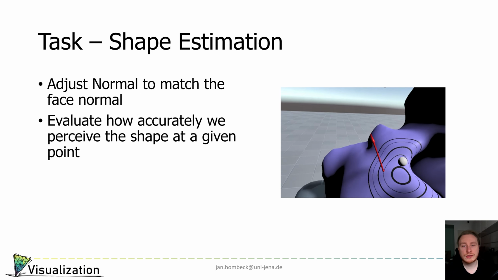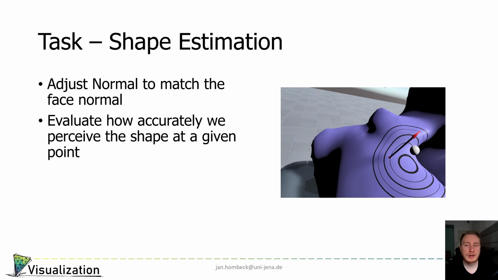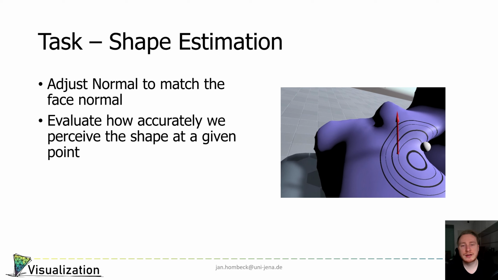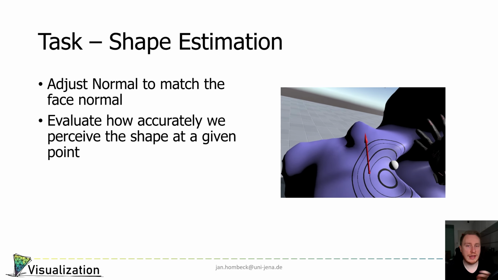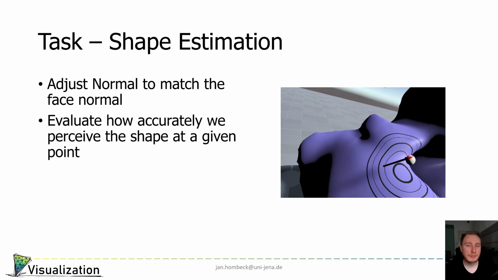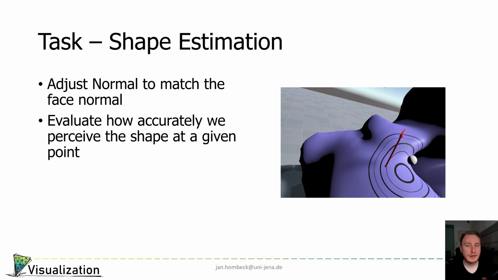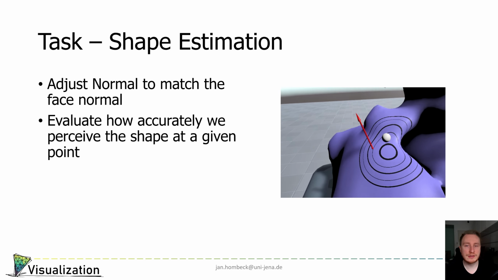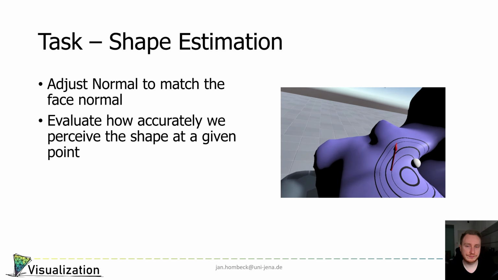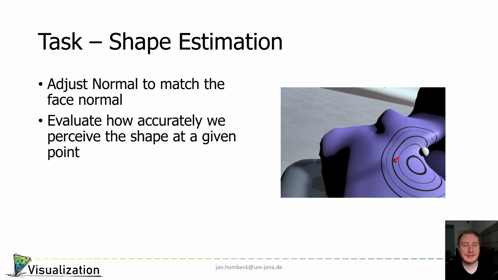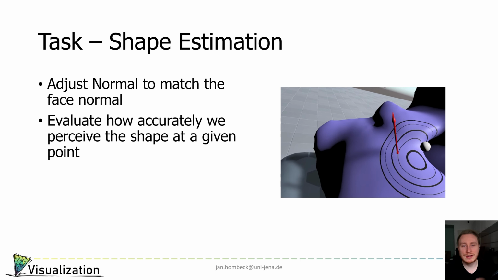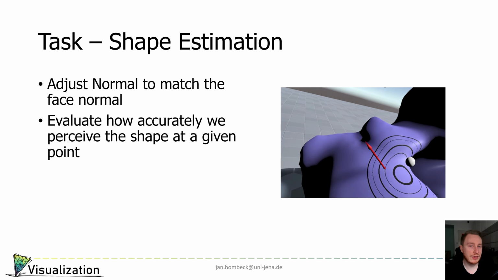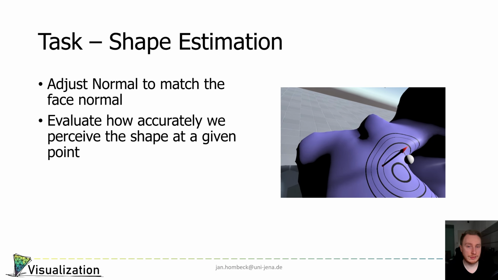The second task was used to evaluate how accurately we can estimate shapes. For this task, each participant had to adjust an arrow which was anchored to the surface, as you can see on the right again. This arrow should be positioned in such a way that it corresponds to the face normal at the given location. Well, as you could already guess, the video has included one of our visualizations, which directly brings me to our next part, the chosen visualizations.